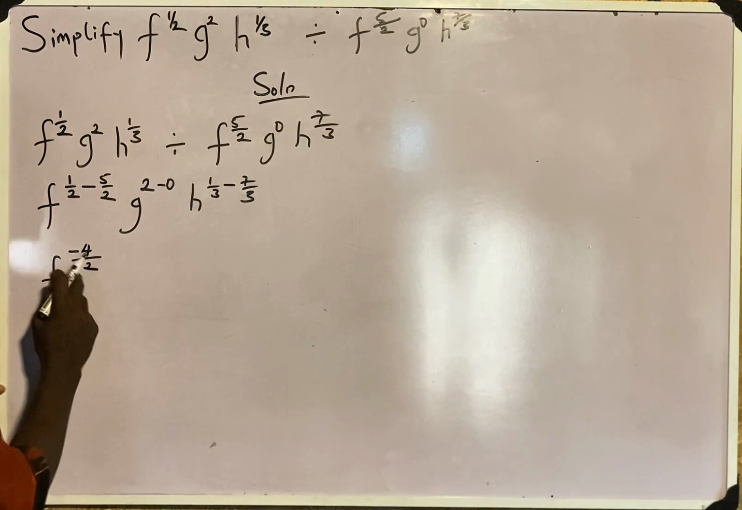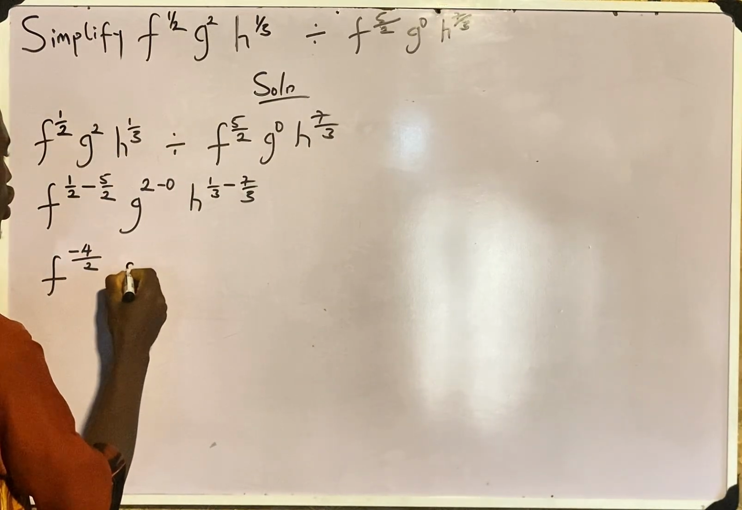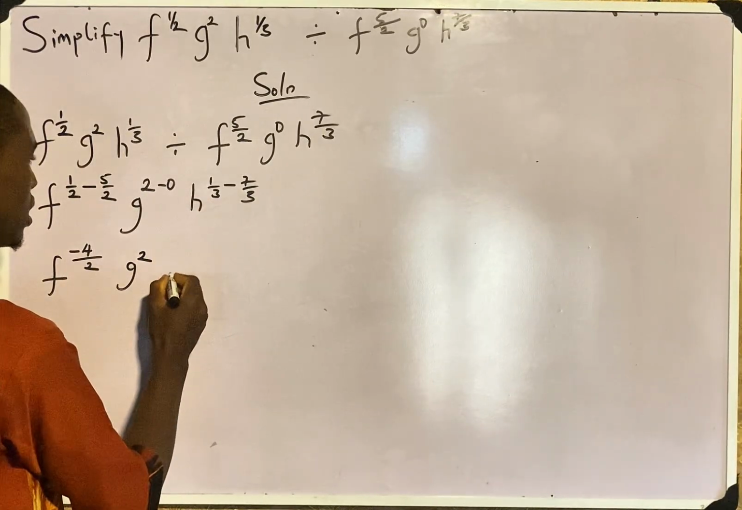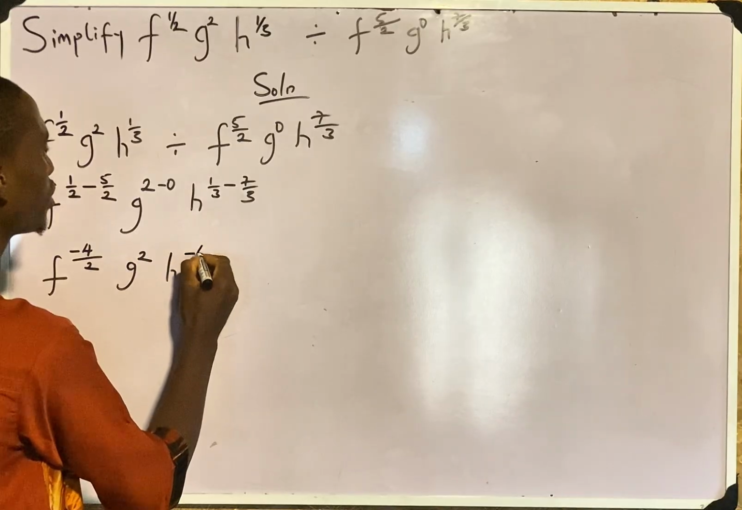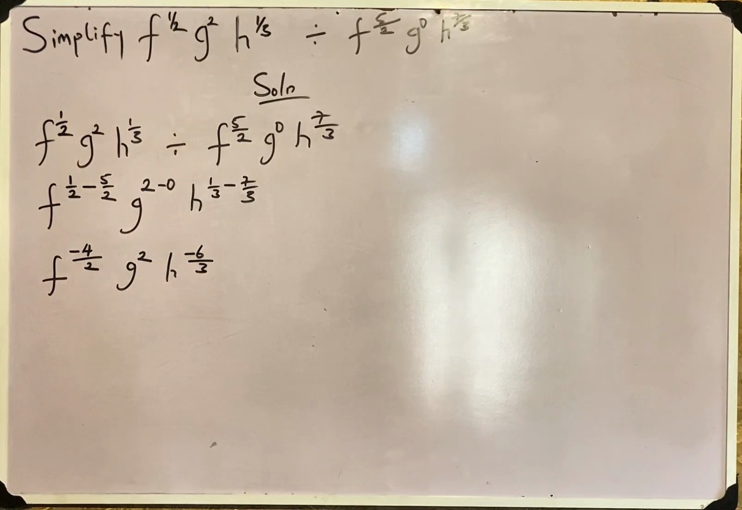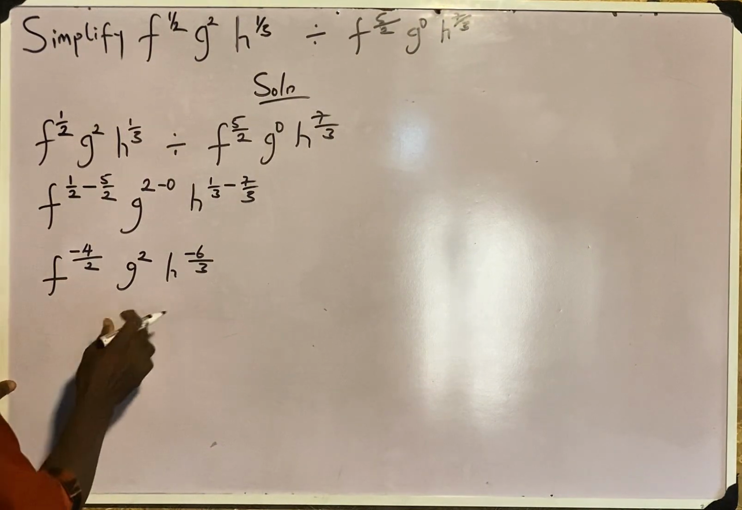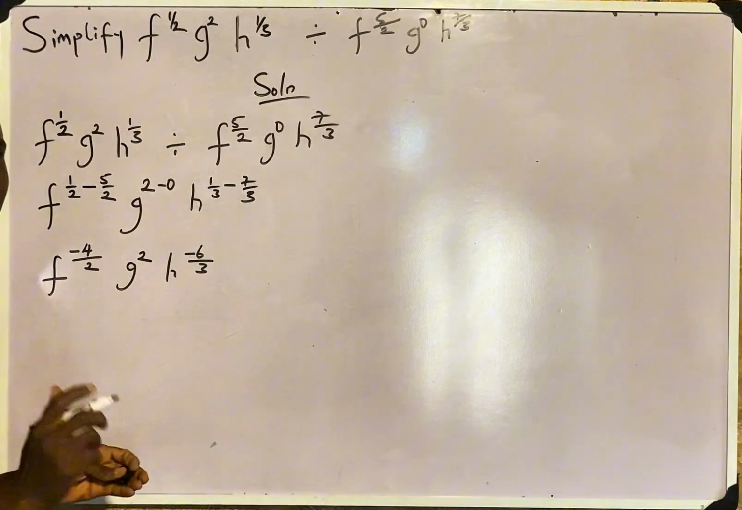If you don't understand what I did here, you can recall back to our first video, and you will understand it better. So g raised to power 2. Then this minus this is h raised to power minus 6 over 3. So this is the same thing as, here now we have a negative index, a negative power.